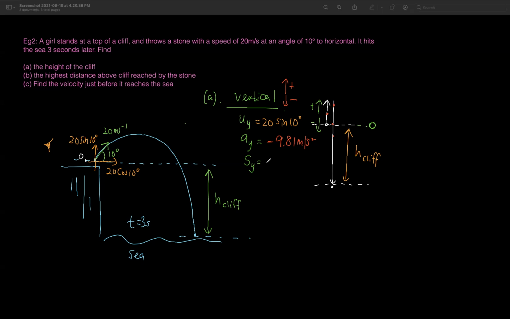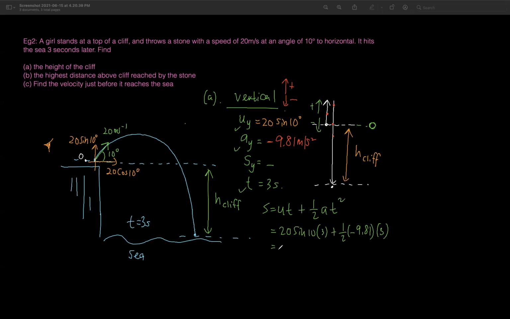But this one is what we want to find, right? So we can just leave it. This is what we want to find. Okay. Then what else do we know? The time taken, right? The time taken is 3 seconds. So I can use s equals to ut plus half at squared. Okay. So u 我们放了20 sine 10, times 3 plus negative 9.81 times 3 squared.